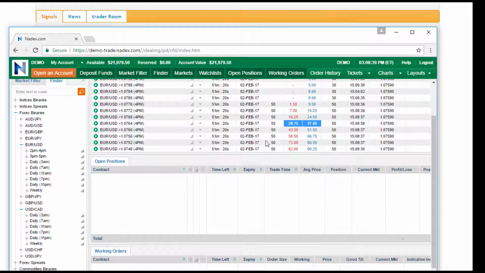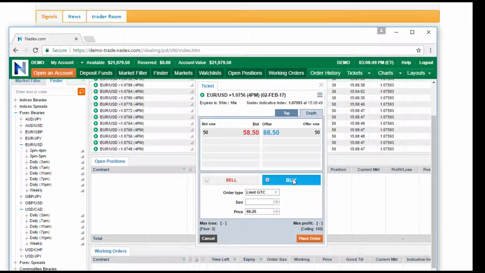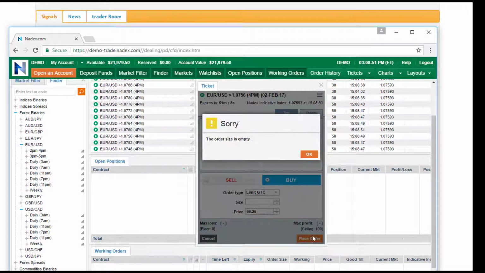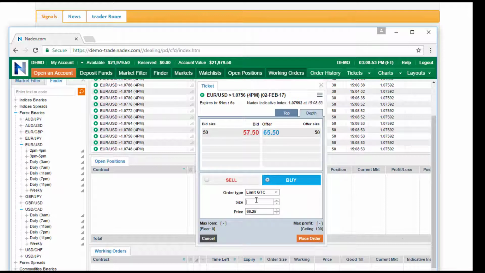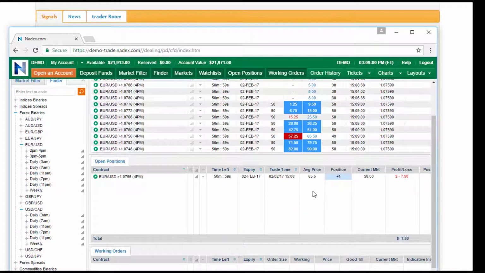So that could work. So I would simply come in here. Now remember, I've already checked the news to make sure that there's no news. If there's news, no trading. Okay, so I'm going to hit that button, and I'm going to hit buy, and hit place order. Oh, sorry, size is empty. Got to place the size. Place order. Okay, there we go.